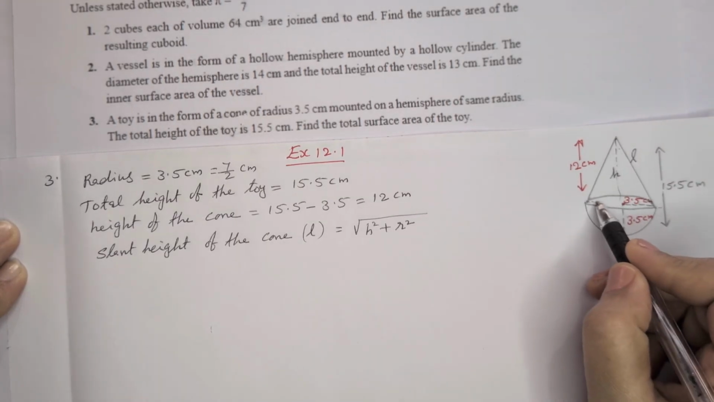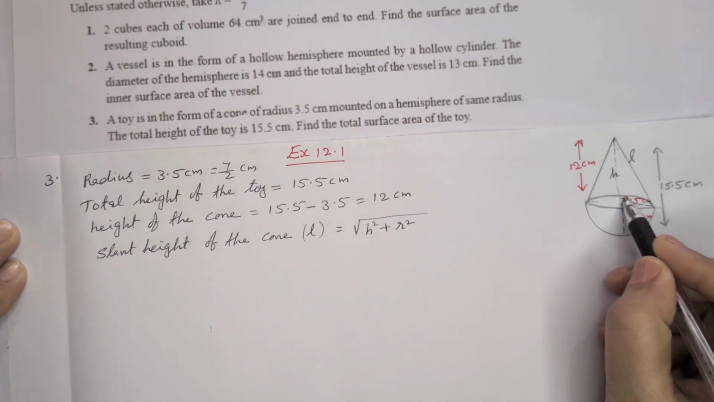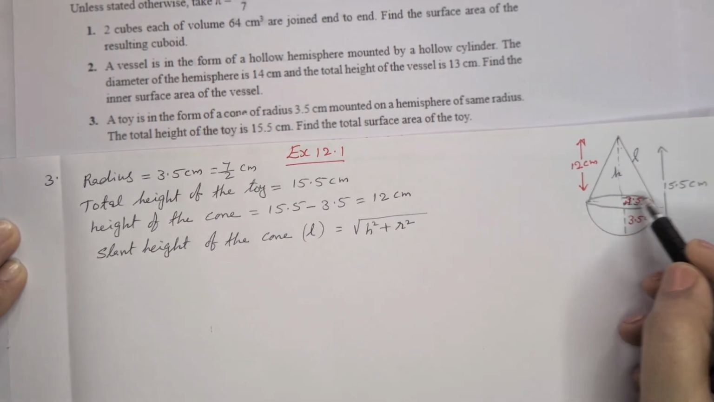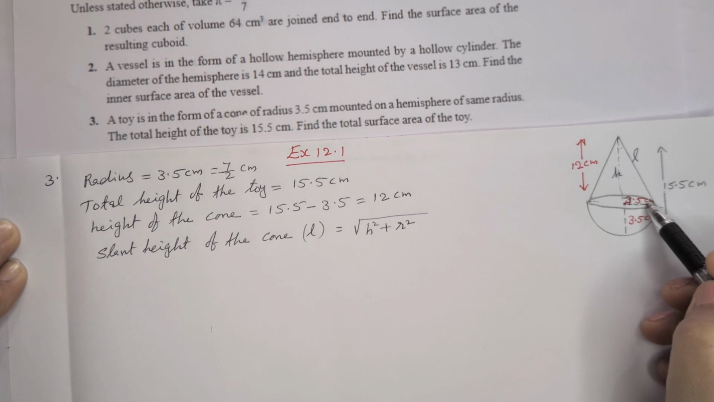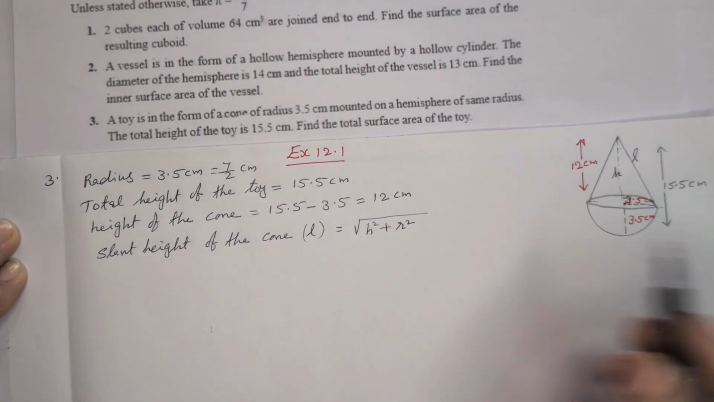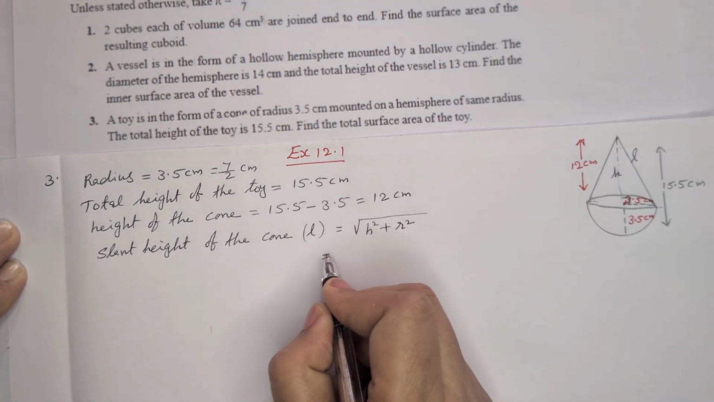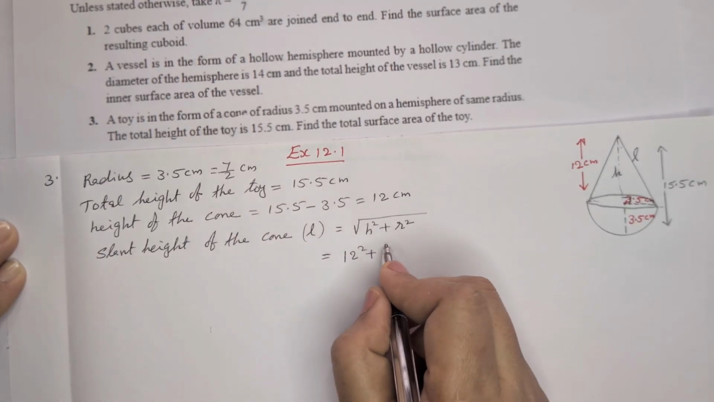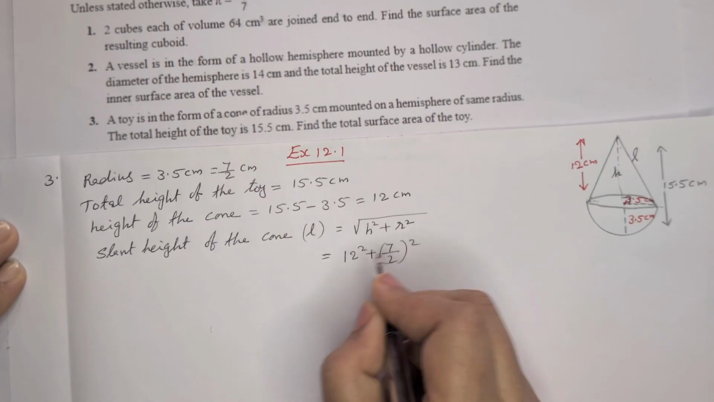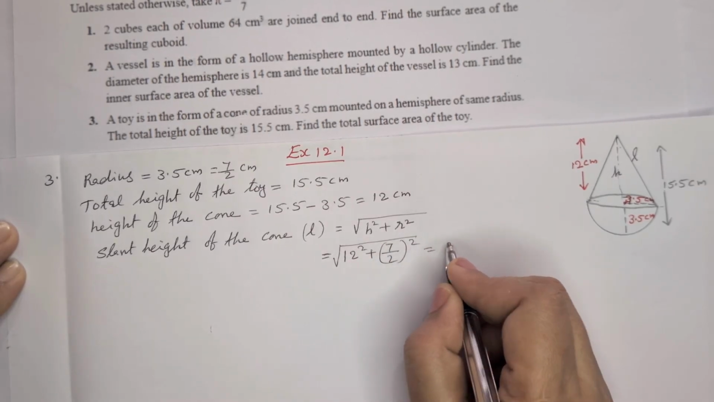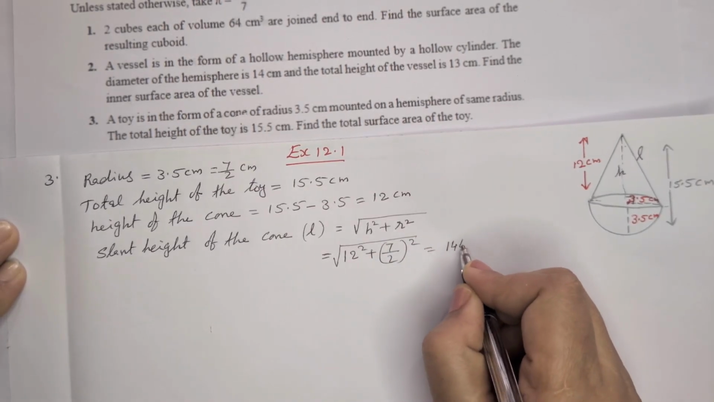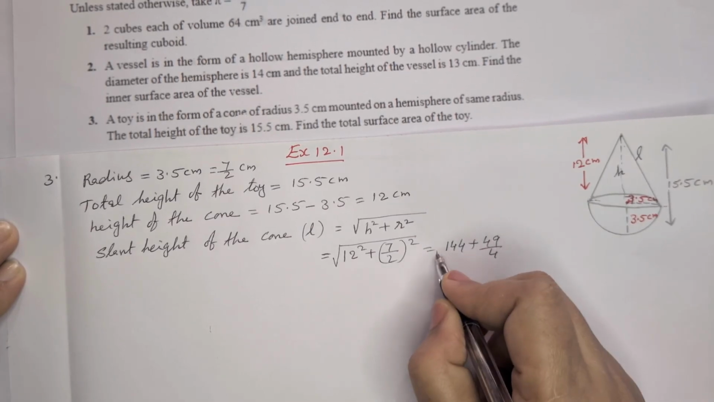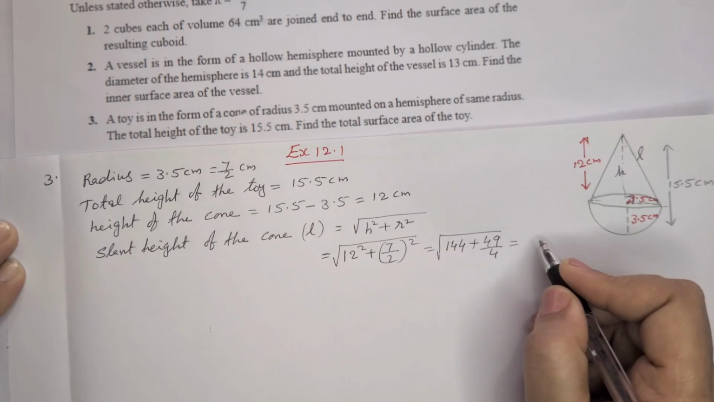Here we are getting a right angle triangle, this side if you are taking. So this is a right angle triangle, 90 degree. So h square plus r square is equal to l square. So here h is equal to 12, already we got that. 12 square plus r we can take 7 by 2, under the root. 12 square is 144, plus 49 by 4. Then we are taking 4 as the LCM.